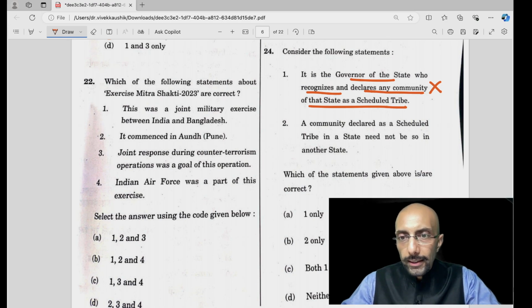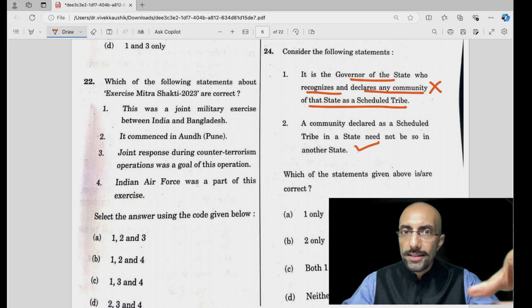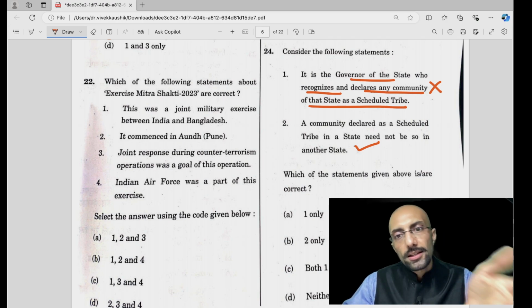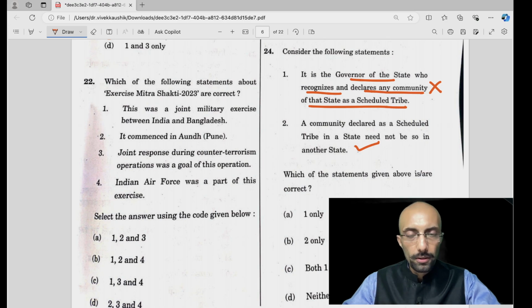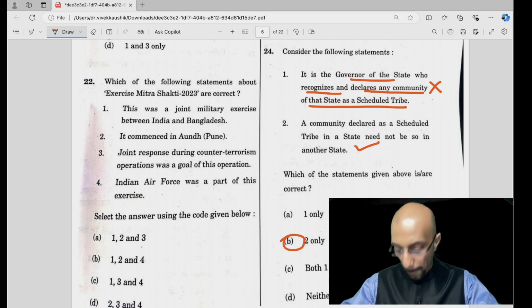A community declared as ST in a state need not be so in another state? Yes. So it is possible that one community in one state may be recognized as ST, but the same community in some other state may not be recognized as ST. So the answer will be B, 2 only.